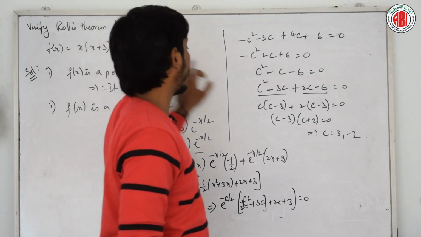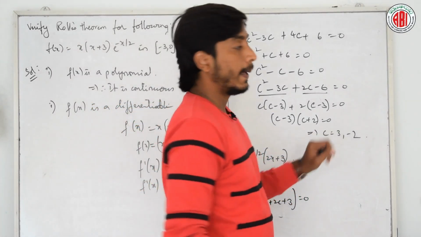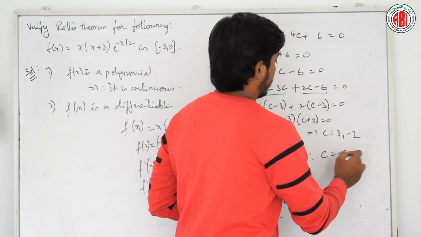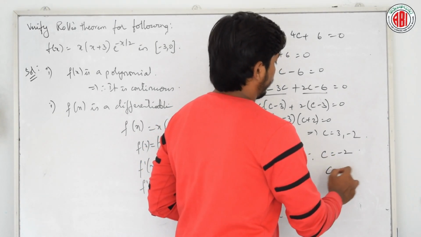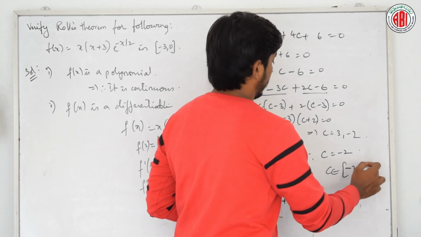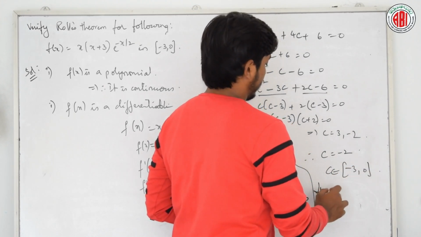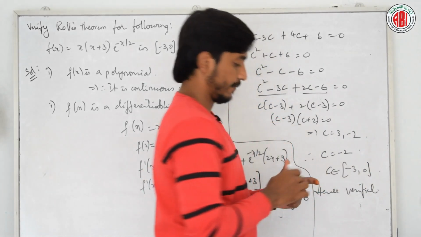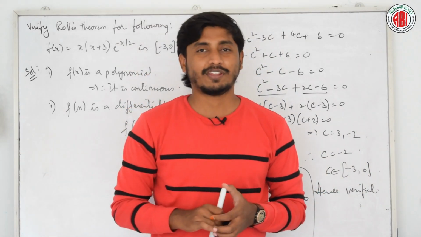Which value lies between minus 3 to 0? Only minus 2. Therefore, c is equal to minus 2, which belongs to minus 3 comma 0 range. Hence, Rolle's theorem is verified. Clear? Shall we move on to the next problem?